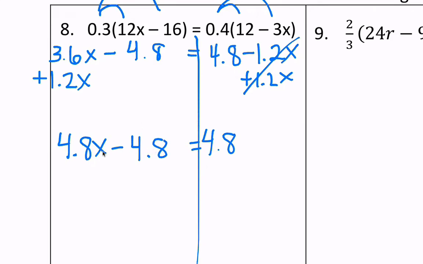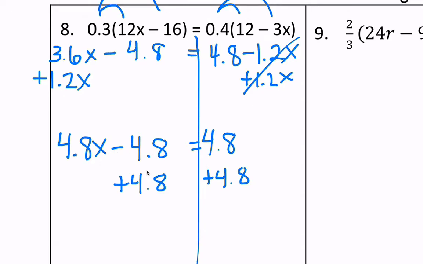Okay, so we're still trying to get this x by itself, so I need to get rid of this 4.8 and this 4.8. Well, this 4.8 is the one that's touching the x, so I'm going to save this guy for now, and I'm going to get rid of this minus 4.8 first. Well, to get rid of a minus, we do the opposite, so I'm going to add 4.8. What I do on one side, make sure you do it on the other side of your line.